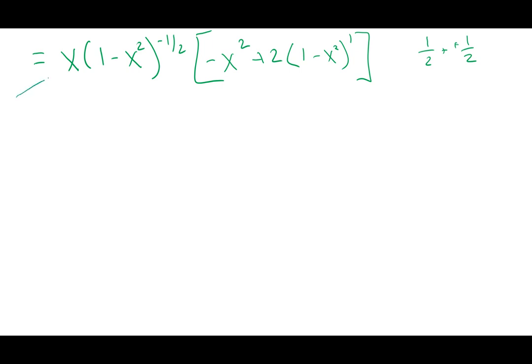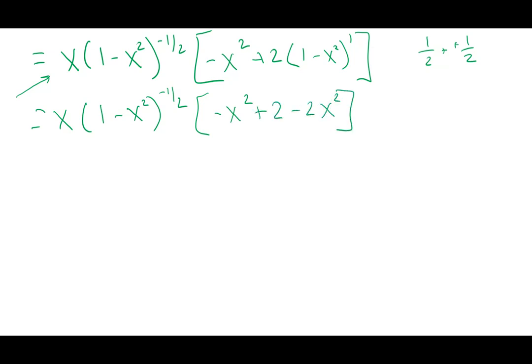Just a small note here, I could have chosen to take out a negative in the beginning, but it actually turned out to be easier that I didn't. So whether you do or not, it really doesn't matter. So then continuing on, this is x times 1 minus x squared to the negative 1/2. Then inside of these brackets, this is going to be negative x squared plus 2 minus 2x squared. So from here in my brackets, that is going to give me 2 minus 3x squared.